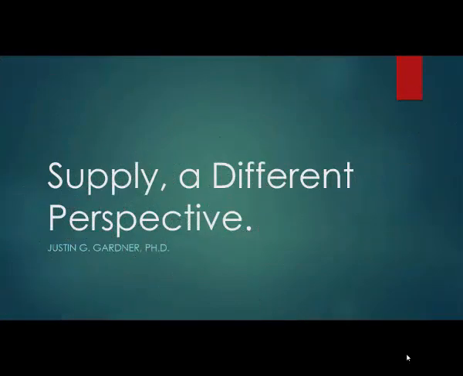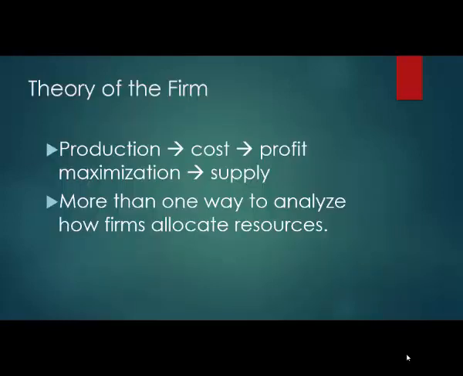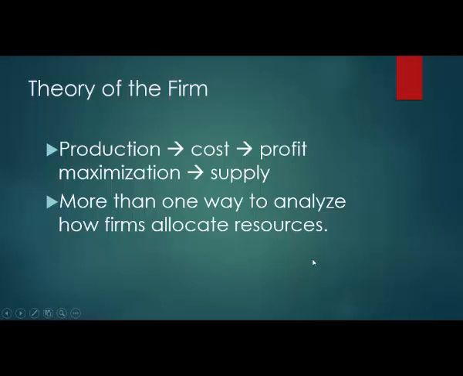What I would like to do today is to show you a different way to look at supply, this concept of supply and our supply curve. And we're going to do that by looking through a very specific lens that we call the theory of the firm. Now, we've been looking through that lens throughout our discussion of cost and profit and supply. And the basic way that the theory of the firm works is we look at things like production and cost and profit maximization and show how these things lead to the concept of supply.